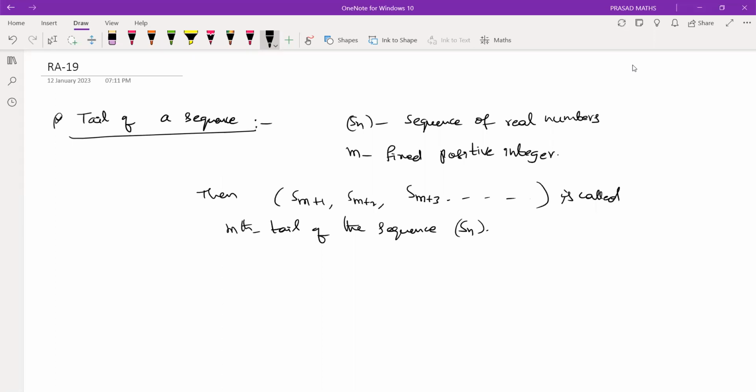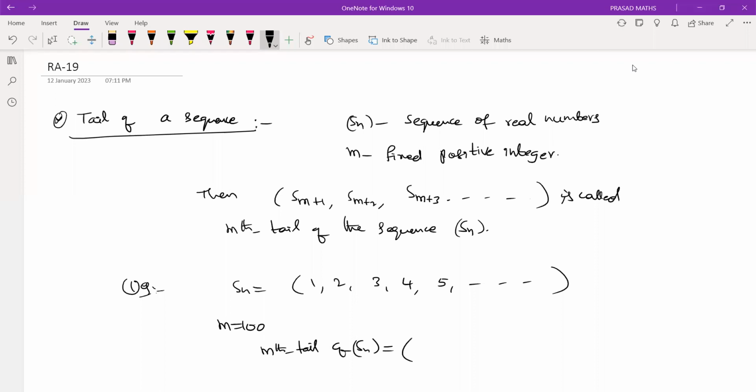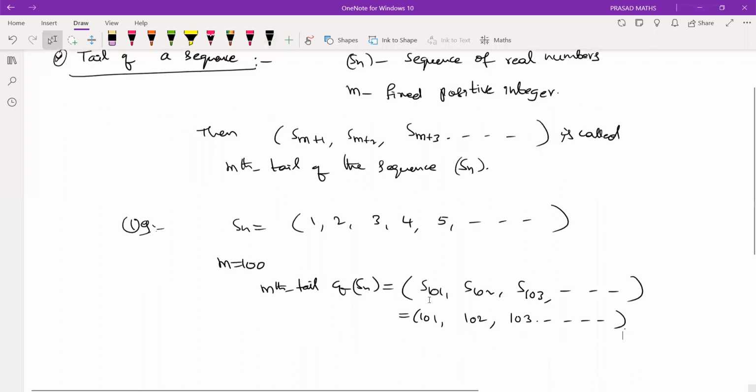For example, take Sn equal to 1, 2, 3, 4, the sequence of natural numbers. Suppose my m is, for example, 100. So what is my mth tail? My mth tail of Sn is exactly after the 100th term, means S101, S102, S103, like this. That means S101 is exactly 101, S102 is nothing but 102, S103 is 103, like this. So this is about the mth tail of the sequence.